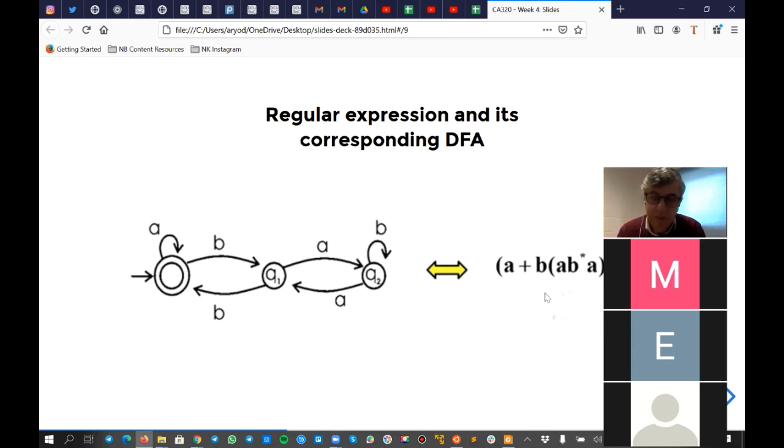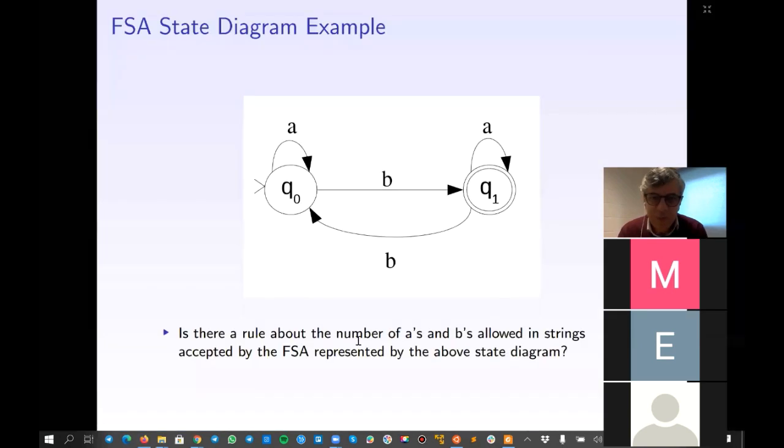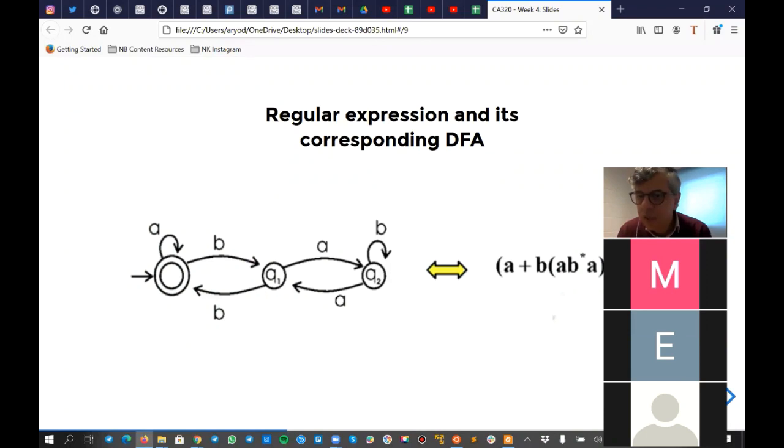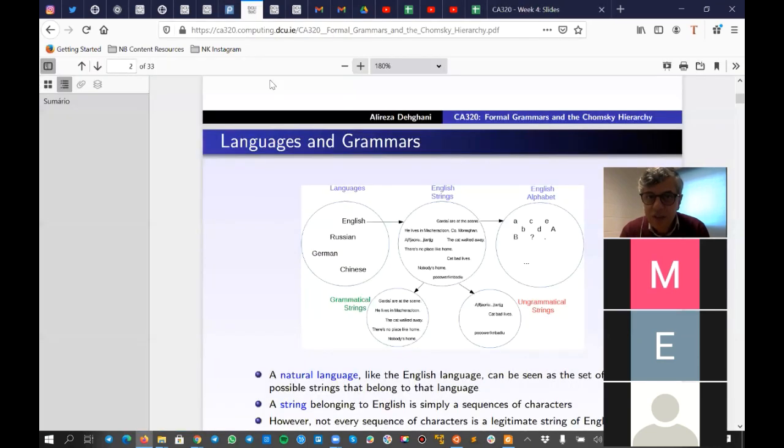So let's go back. I was saying, what does it mean? A rule about the number of A's and B's in a language means the grammar of that language. Very similar to this one. And what was the grammar? Grammar was something inside the language that gives you some instruction to generate the strings for that language. So that's a grammar for my language. The grammar should be something like that. Or if you remember, the grammar was something like this.